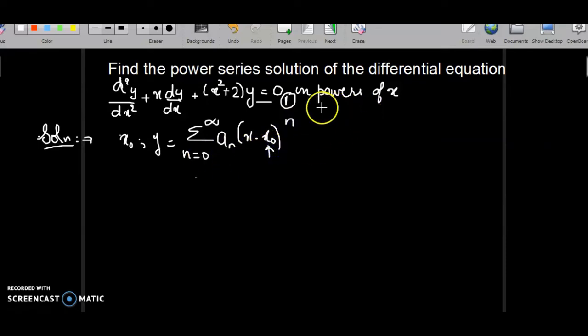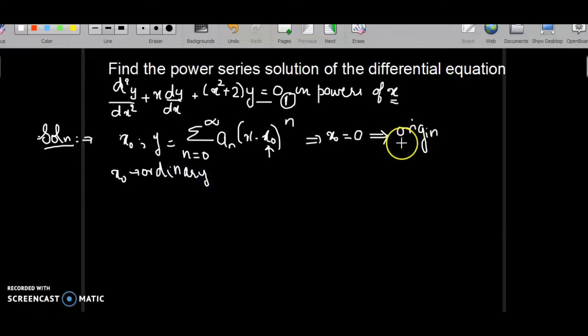Now what I need here is a power series solution in powers of x. That means our x₀ should be equal to 0. In short, I need a power series solution for the given differential equation at the origin, or at the point 0. We have seen a theorem: the power series solution exists at a point only if the point is an ordinary point. That means the origin, 0, should be an ordinary point.